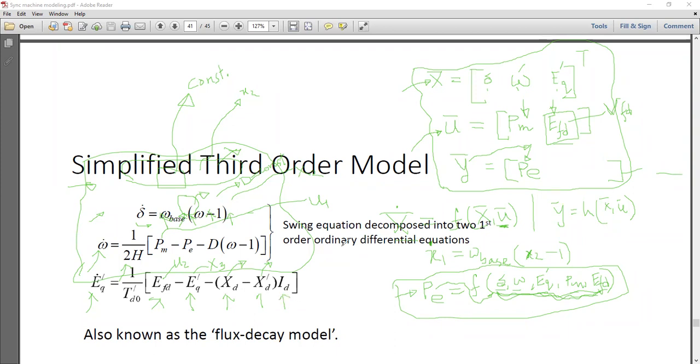What is ID? Again, another problem. ID is not available here, it's not available there. So again, we have to do something with ID. Let me make it F1. So ID is another function of delta, omega, and all these things.